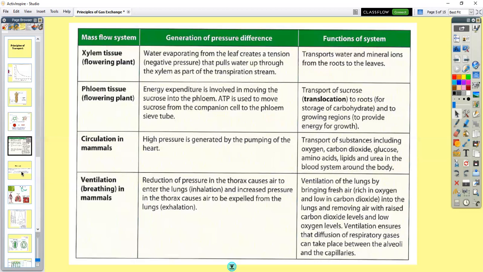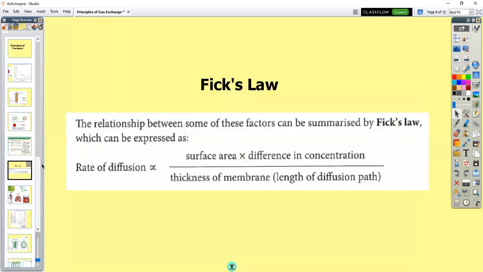Okay. Then they go on and talk a little bit about Fick's law. Fick's law is the relationship between some of the factors that we've talked about. So the rate of diffusion is proportional to a large surface area. Well, the larger the surface area, the higher the rate of diffusion. The concentration gradient, so again, a large concentration gradient will increase the rate of diffusion. And then the thickness of the membrane.